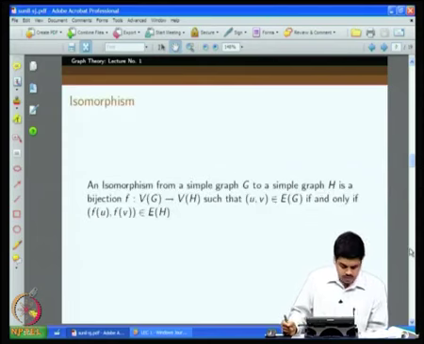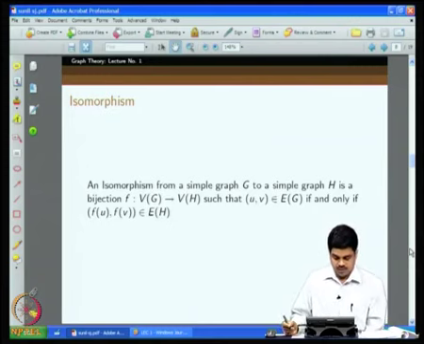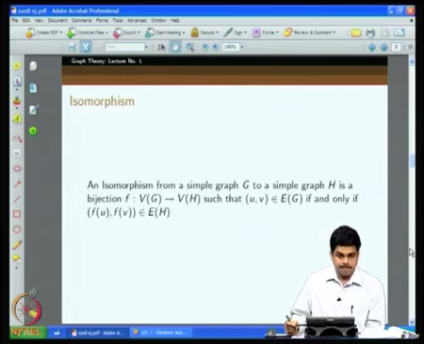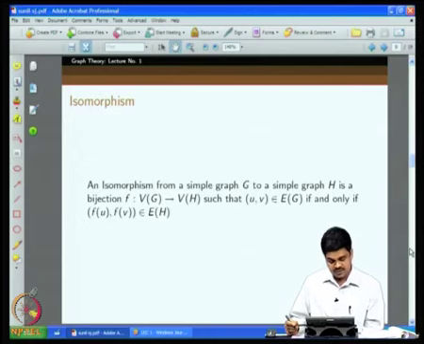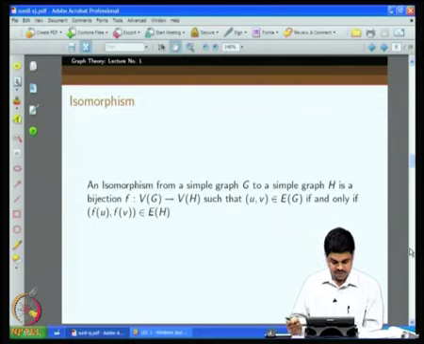Now, one word which we always use is isomorphism. For instance, we sometimes say that a path on 5 vertices is a subgraph of G. It is essentially that a path on 5 vertices is isomorphic to some subgraph of the given graph. So, I will just mention this word.